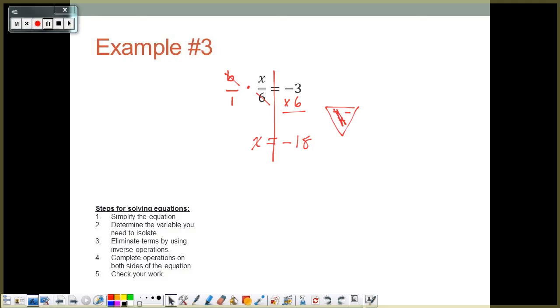So if I go and check, negative 18 divided by 6 should give me negative 3. 18 divided by 6 is 3. Negative and a positive leaves me with a negative, so negative 3 is equal to negative 3. So my answer checks out again.